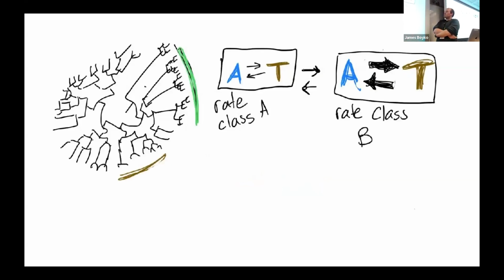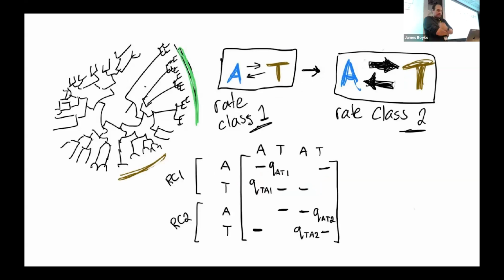We define things in terms of different rate classes. So you have aquatic to terrestrial in rate class A, and you have rate class B. Rate class A is a slow rate of evolution, and rate class B is a fast rate of evolution. And lineages can transition between these meta states, these rate classes, freely. So let's go back to our Q matrix.